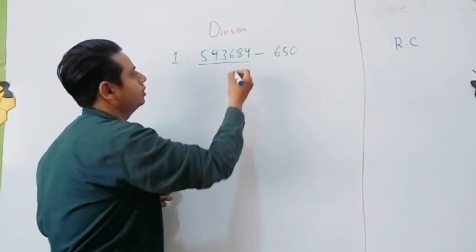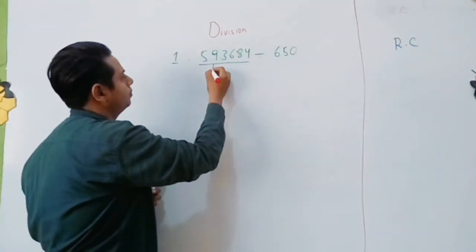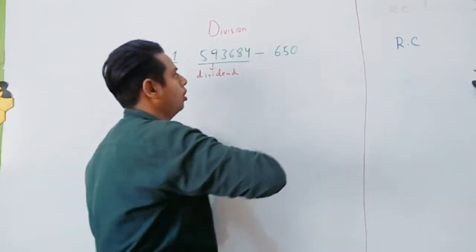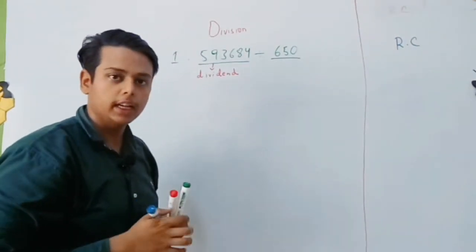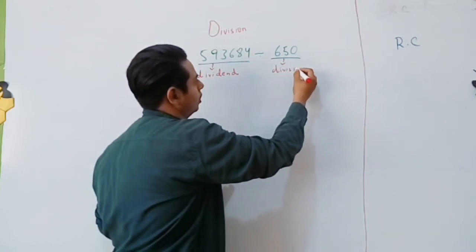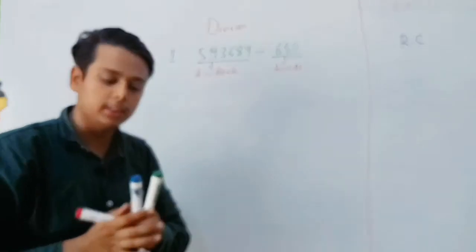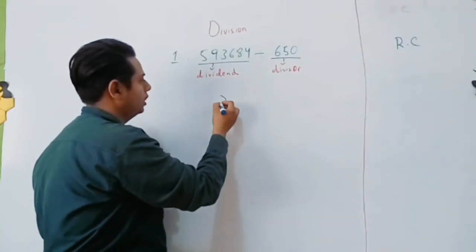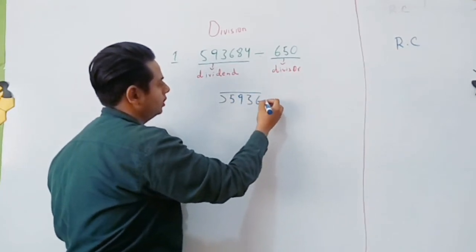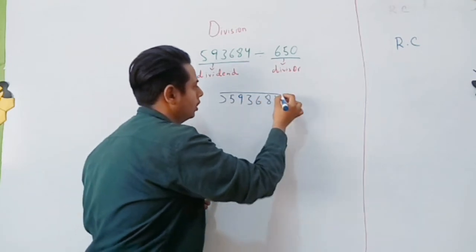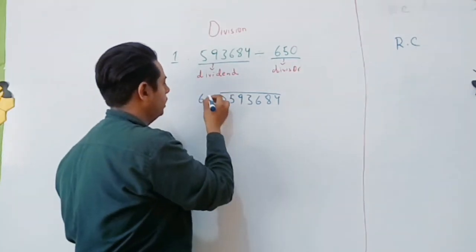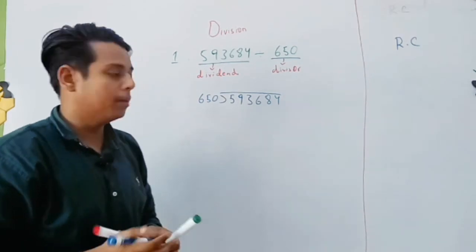This first number is our dividend, and this second number is called our divisor. As our first step, we need to make a hat over there. 593684, as we know, and the divisor I have to write outside, 650. A number is there.